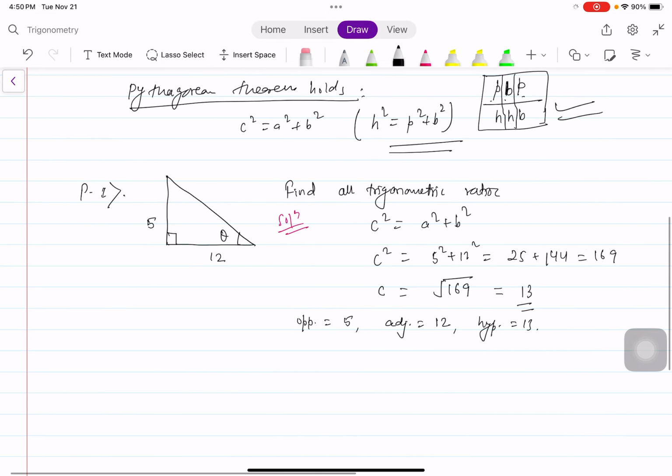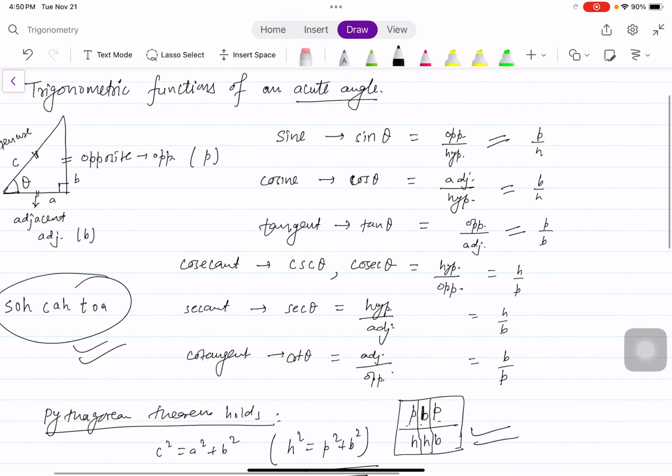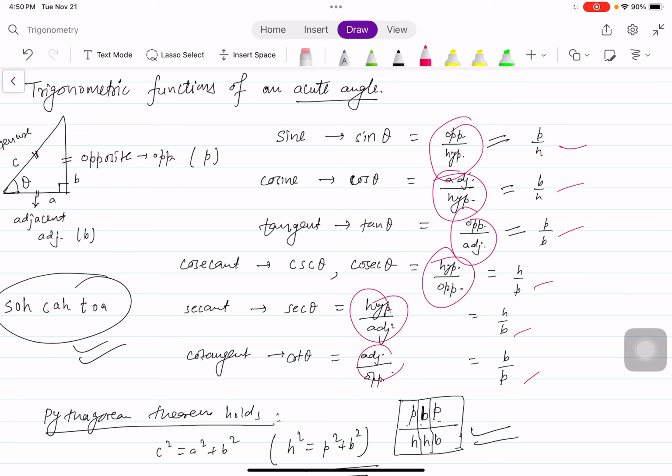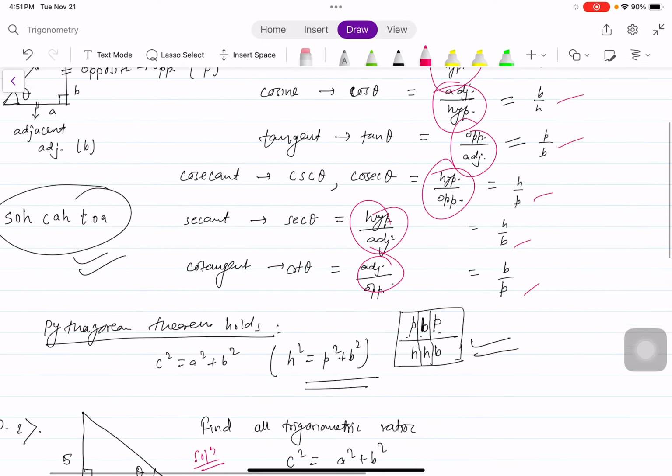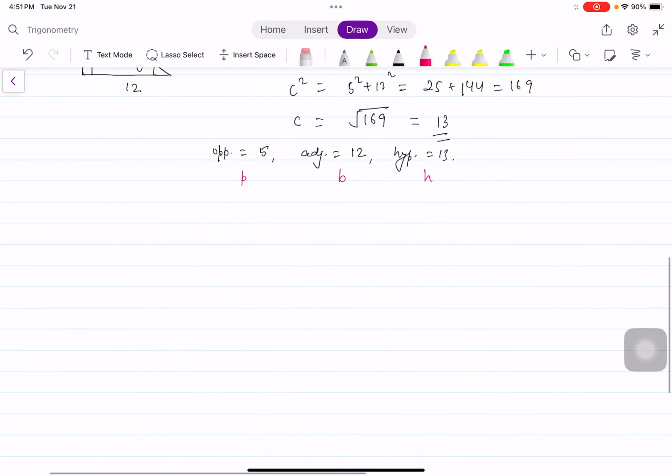We plug these values into these formulas. Opposite is always perpendicular, adjacent is a, and this is h. So using these formulas we can find the ratios.